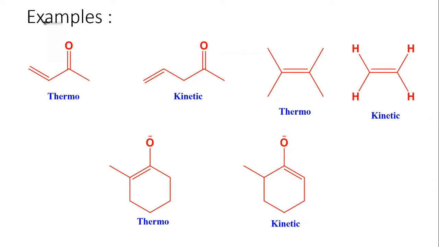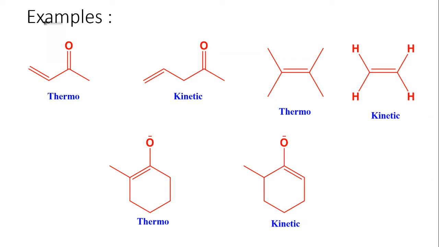Now let's see the last two examples below. In the first example, the cyclohexene pi bond is more substituted compared to the second molecule. So it becomes the thermodynamically stable molecule, and the second is the kinetically stable molecule.